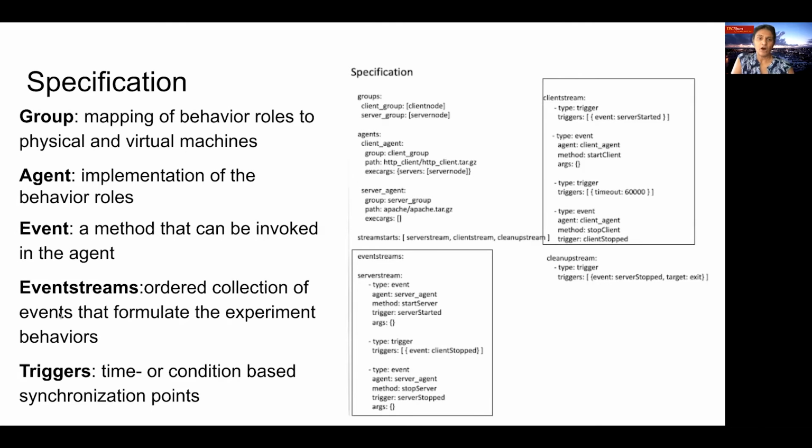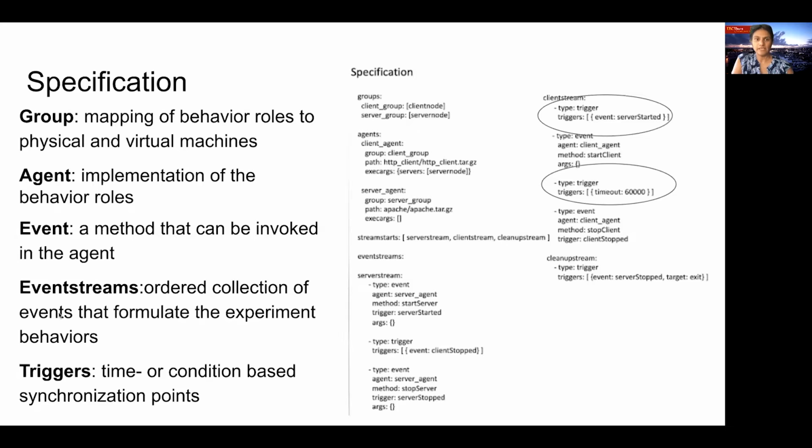Collections of events are ordered as event streams, which formulate the experiment behavior. In this case, we see a separate event stream for the server behavior and a separate event stream for the client behavior. Event streams are coupled based on triggers, which provide synchronization points. Triggers can be time-based synchronization points or event-based synchronization points. The examples there show both event-based, a condition-based synchronization point, as well as a time-based synchronization point.